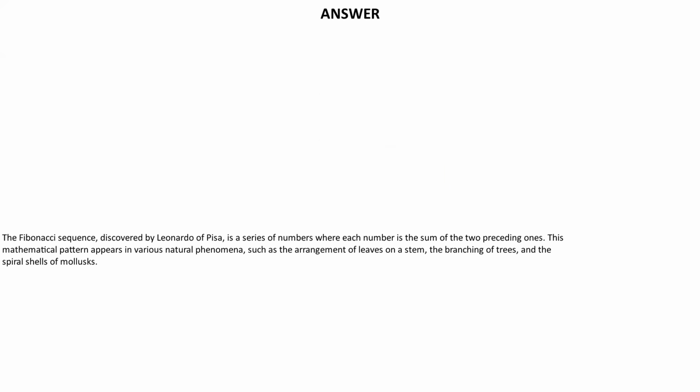The Fibonacci sequence, discovered by Leonardo of Pisa, is a series of numbers where each number is the sum of the two preceding ones. This mathematical pattern appears in various natural phenomena, such as the arrangement of leaves on a stem, the branching of trees, and the spiral shells of mollusks.